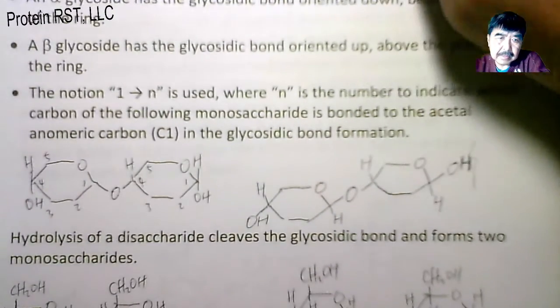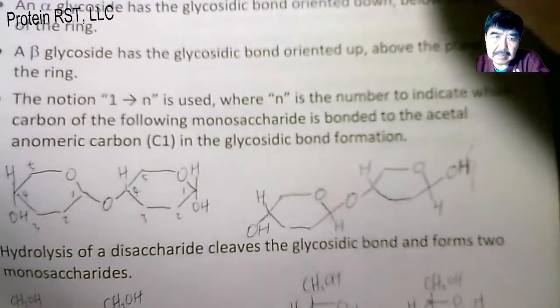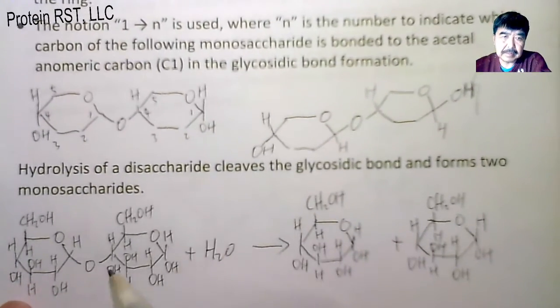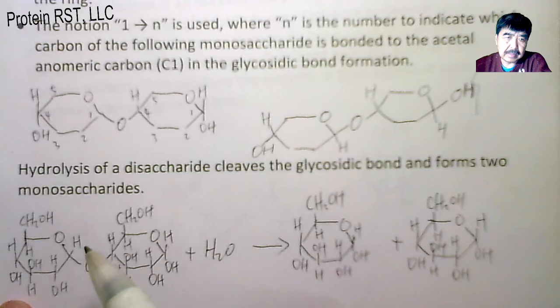Hydrolysis of a disaccharide cleaves the glycosidic bond and forms two monosaccharides. The disaccharide can be hydrolyzed into two single monosaccharides. Okay, this bond, the glycosidic bond, can be hydrolyzed.